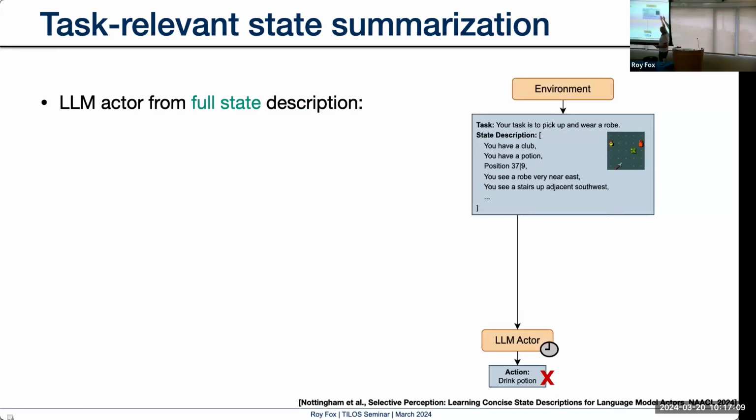right, here's another environment. This is called NetHack. It's this sort of weird game in a grid world, with this character, and there's all kinds of things happening here. It's roguelike, if you know what that is. So the task is to pick up and wear a robe. Here's a robe. In the state description, well, it's long, right? Here's some of it. You have a club, you have a potion. Your position is 37, 9. You see a robe right near, east. You see stairs up adjacent to the southwest, and so on and so forth.